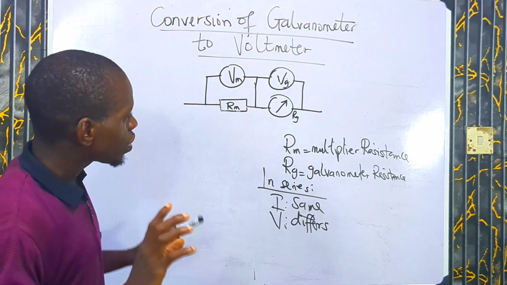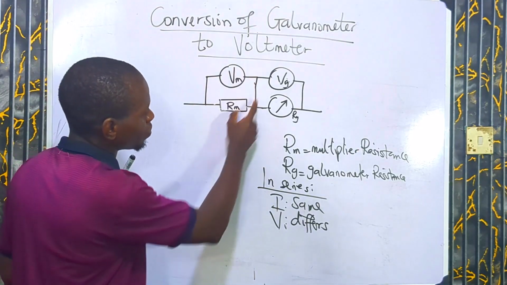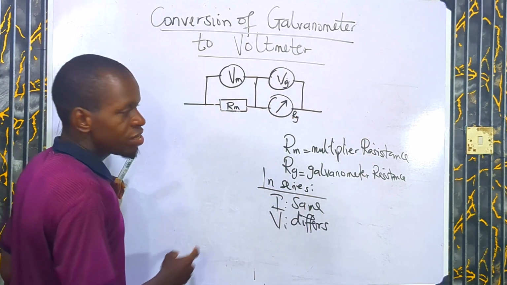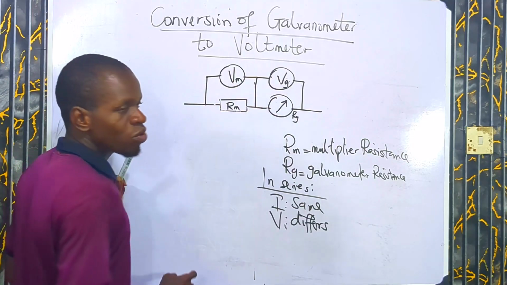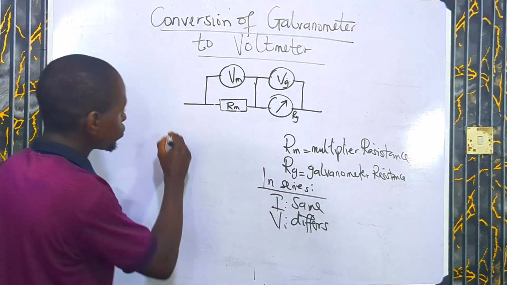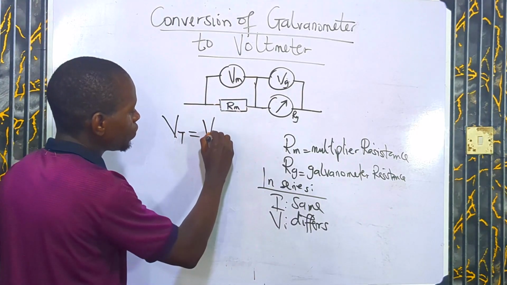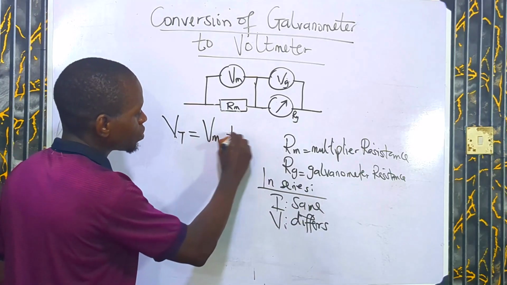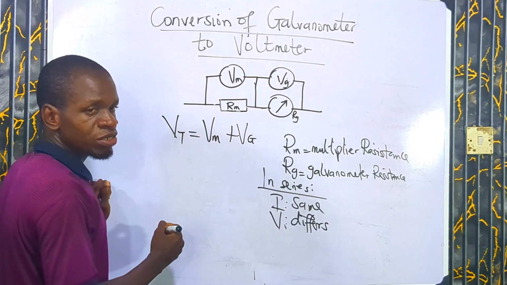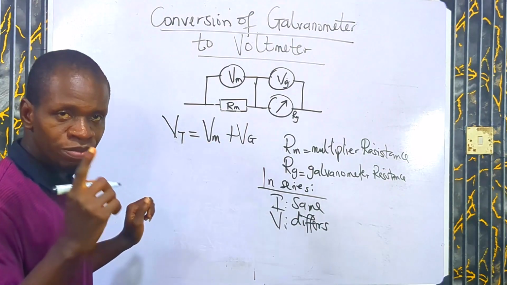First of all, you need to take note of one thing. Since the voltage across the multiplier is different from the voltage across the galvanometer, if you add both voltages together, you get what you call a total voltage. So our total voltage is going to be the voltage across the multiplier, which is Vm, plus the voltage across the galvanometer, which is Vg.